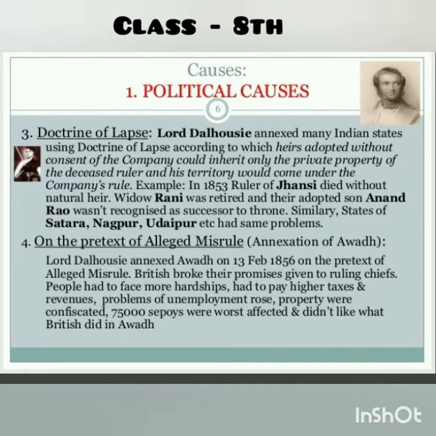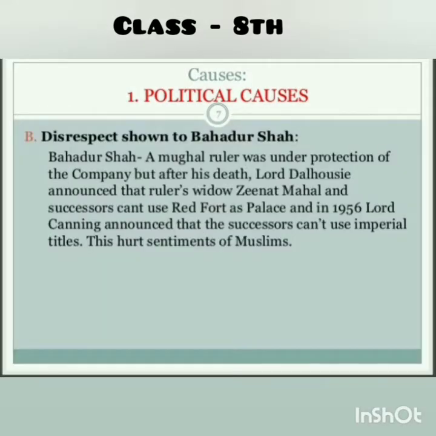Second political cause: disrespect shown to Bahadur Shah. Bahadur Shah, the Mughal ruler, was under the protection of the company and received a pension from the British. Lord Dalhousie announced that successors of Bahadur Shah Zafar would not be permitted to use the Red Fort as their palace. They were required to shift to a place near Qutub Minar. In 1856, Lord Canning announced that after the death of Bahadur Shah, his successors would not be allowed to use imperial titles with their names. This decision of the British hurt the feelings of the Muslims.